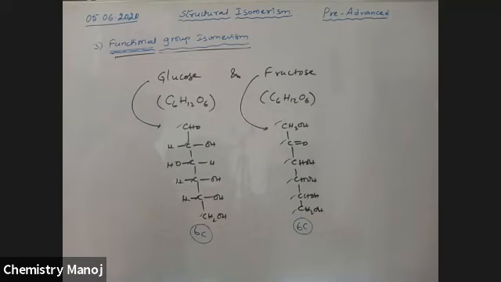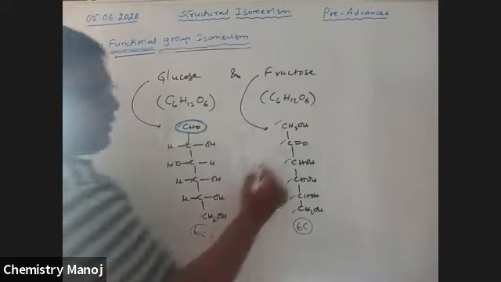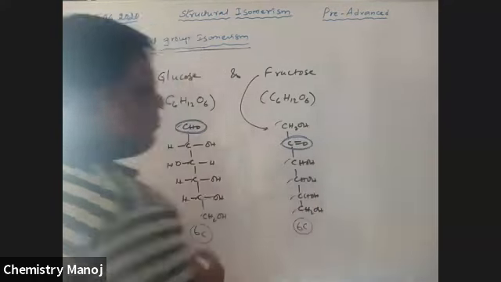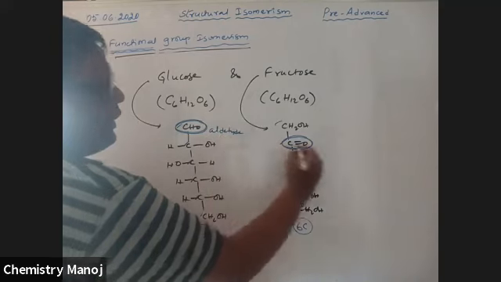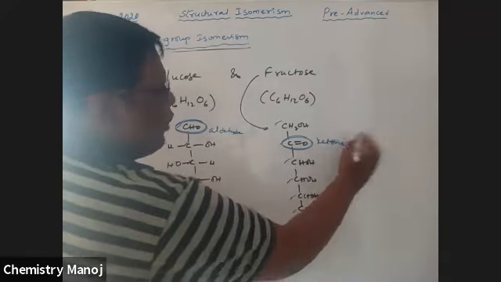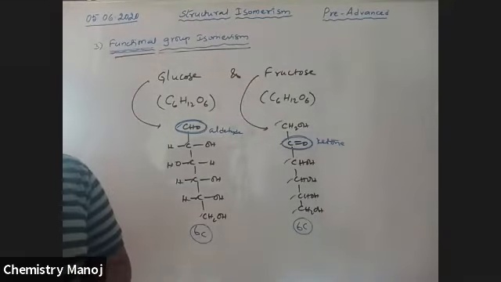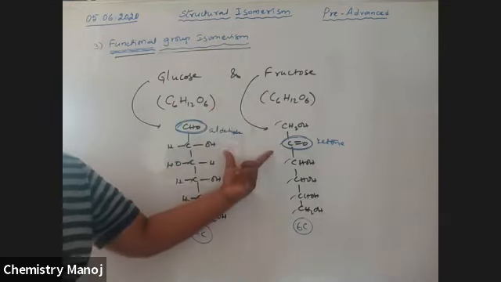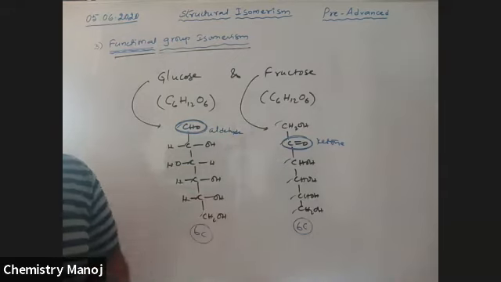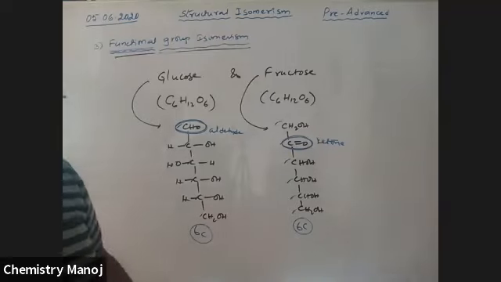Here the functional group is CHO, an aldehyde. Here the functional group is CO only, a ketone. Now, what class is this, chain isomerism, functional isomerism, or position isomerism? Yes, functional group isomerism. Glucose and fructose have the same molecular formula, but their functional groups are different. That is the result. Functional isomers, very, very important.